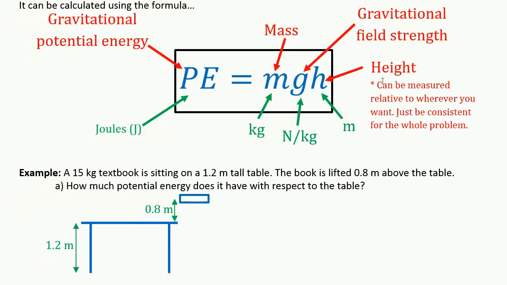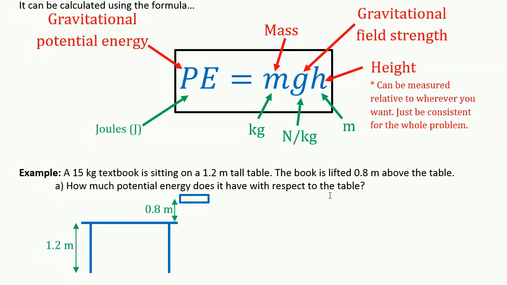Now, we said you can measure height relative to wherever you want, but here in this question, it's actually saying measure that with respect to the table. So it's telling us we're going to measure our heights from the table. That's what this phrase means. This is telling me where to measure the height from. In future problems, you'll get to pick wherever you want. For starters, it's telling you to do it from the table.